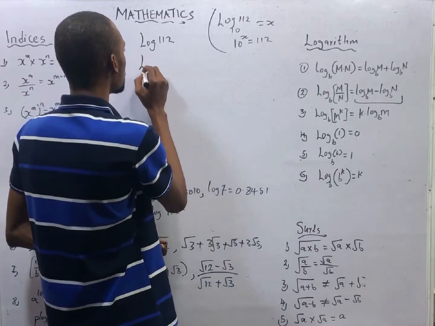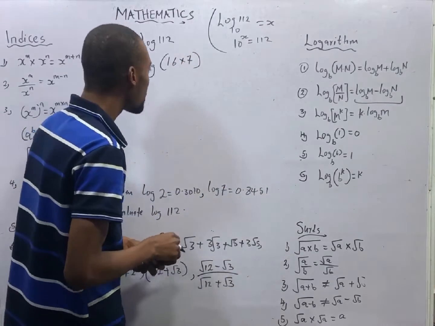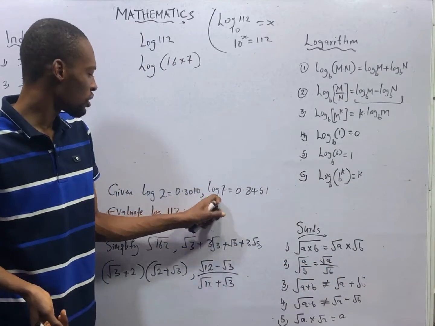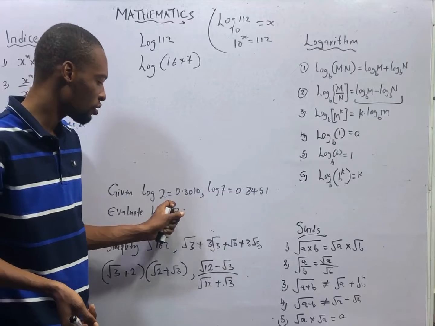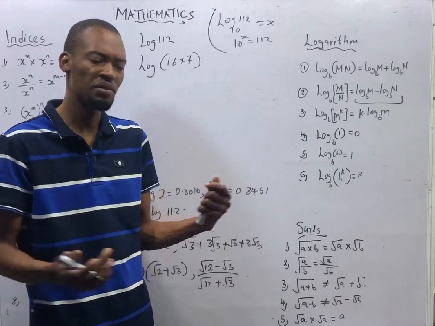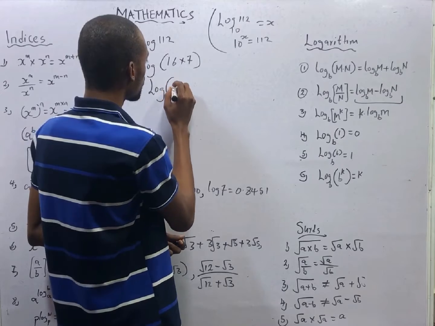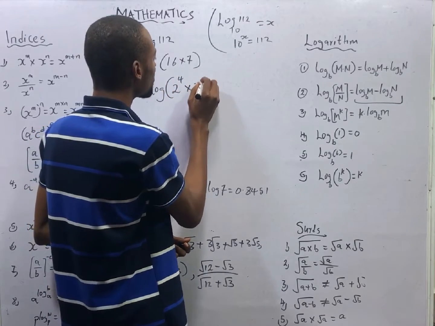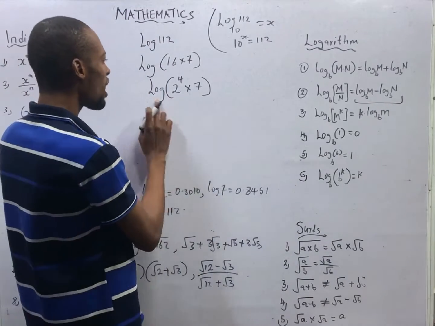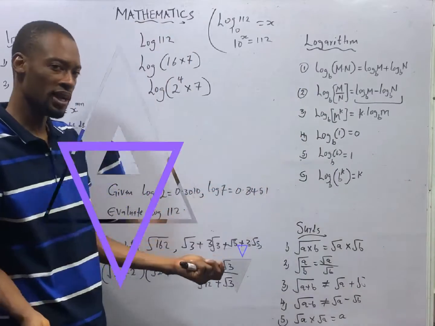If you have something like this, log of 16 times 7. 16 times 7 is 112. But we have 7, we don't have 2. Can we get 2 from 16? Of course, we can, and we've been doing that since. So, this is the same as log of 2 raised to the power of 4 times 7. And from the law of logarithm, it says if you have multiplication, this is the same as log of the first part plus log of the second part.